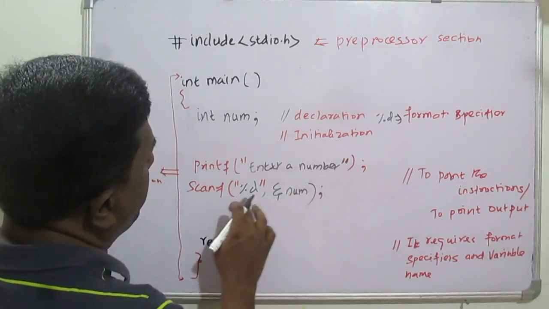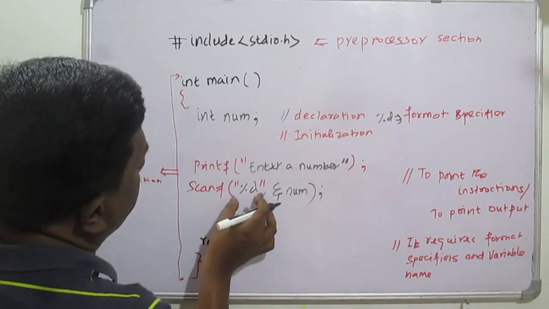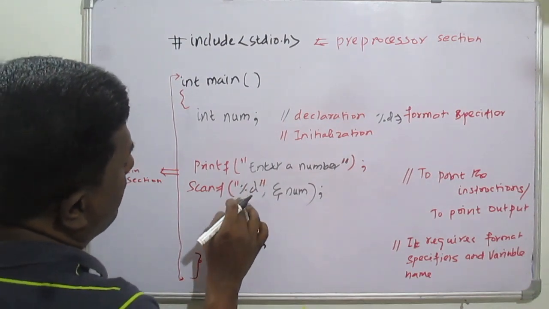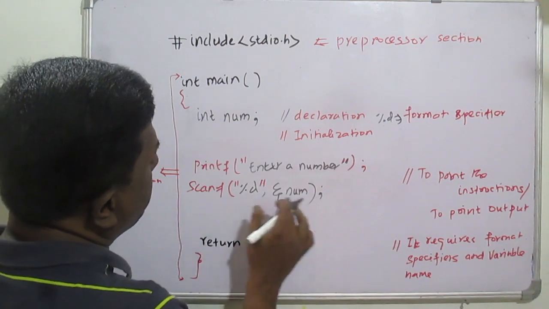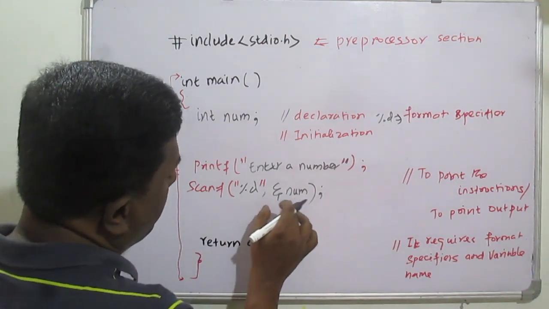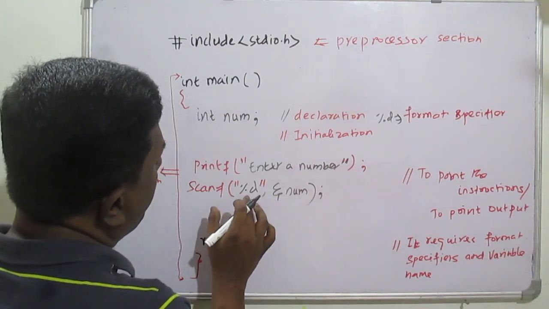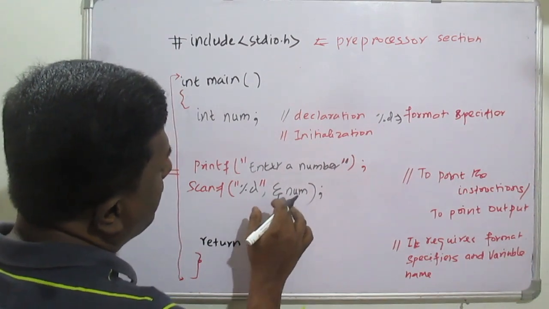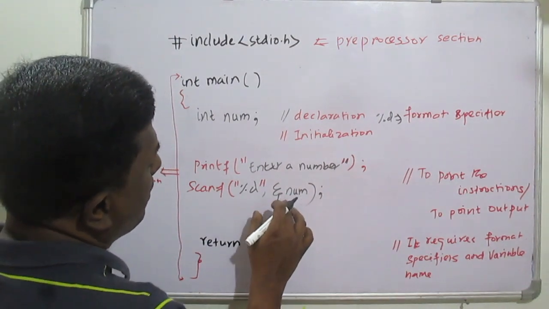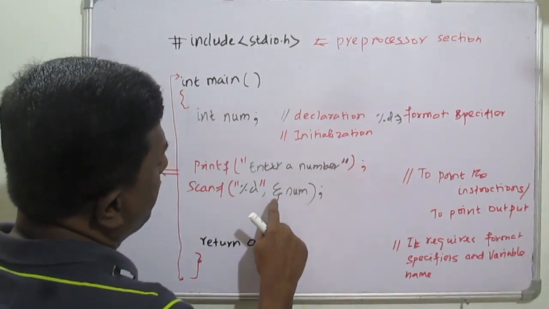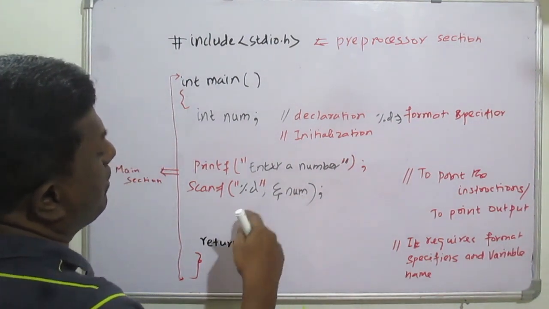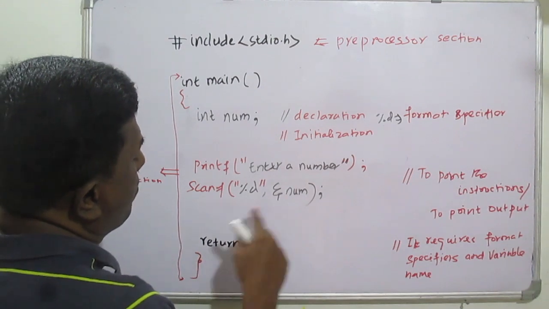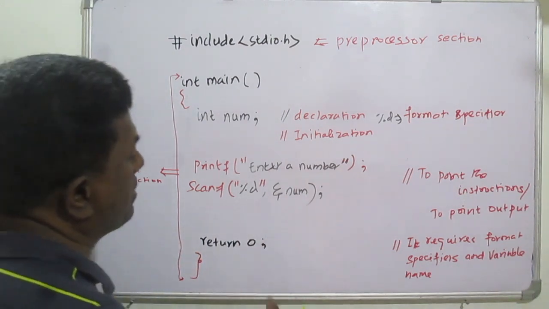To indicate what type of variable it is, we give the format specifier. It is integer type data, represented with percentage d, and then ampersand num, which is the memory location of the variable. In this memory location, that variable will be stored. That is what we have to understand.